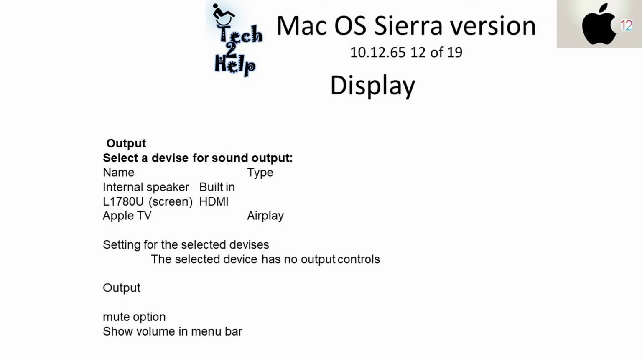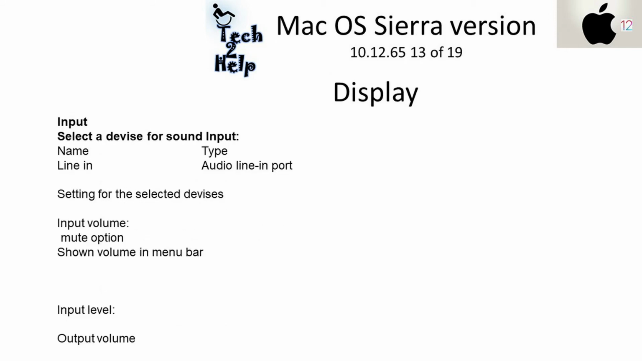Settings for the selected devices. The selected device has no output controls. Output. Mute option. Show volume in menu bar. Mac OS Sierra version 10.12.6, 13 of 19.